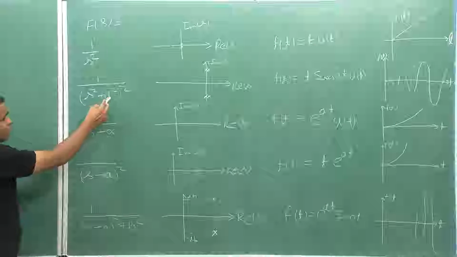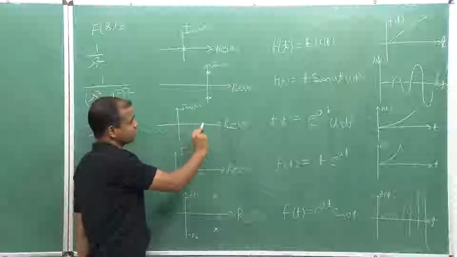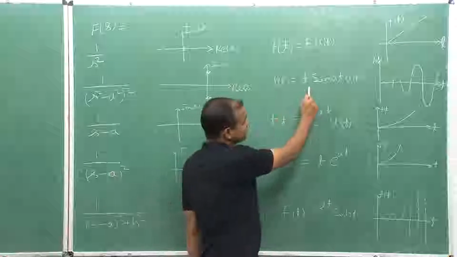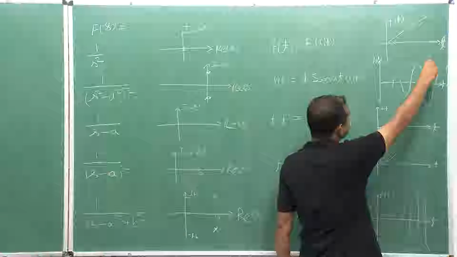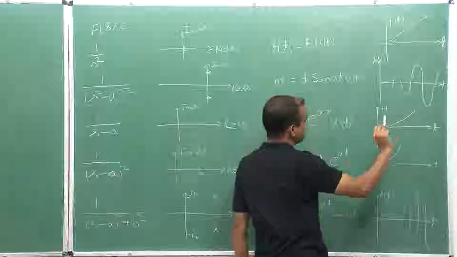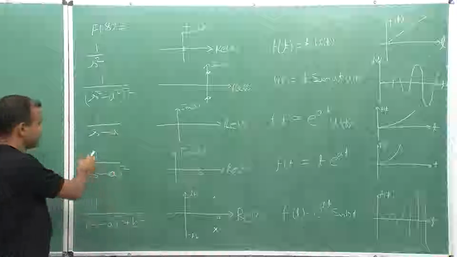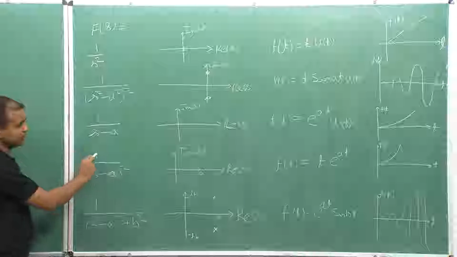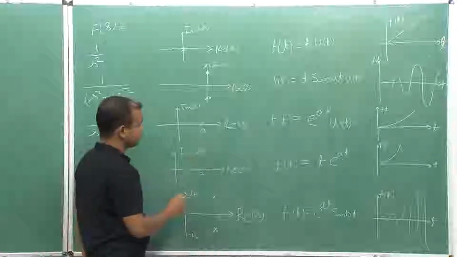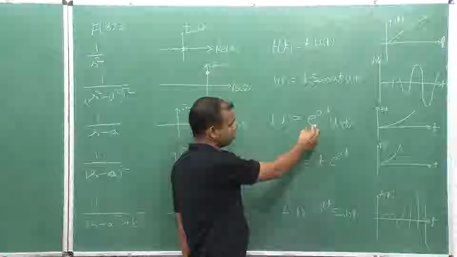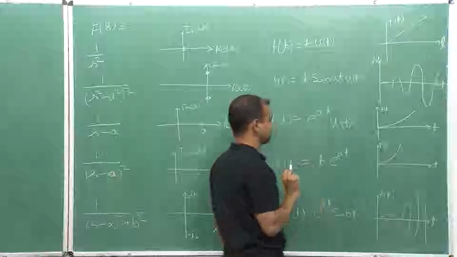For 1 by (s square plus a square) whole square, in this case there are two double poles on the imaginary axis, and my response will be t sin a t u of t, and it will be a sinusoidal wave which is increasing its magnitude, and this will also be unstable. If I have a transfer function 1 by s minus a, in this case my pole will be at s is equal to a, and it will be e to the power a t u of t, and this will diverge with the time and the system is unstable.